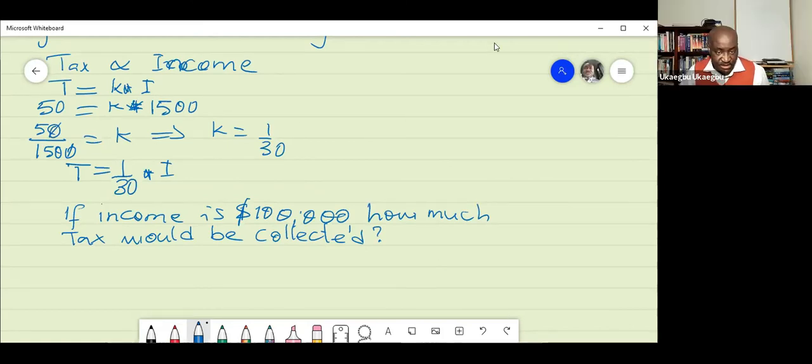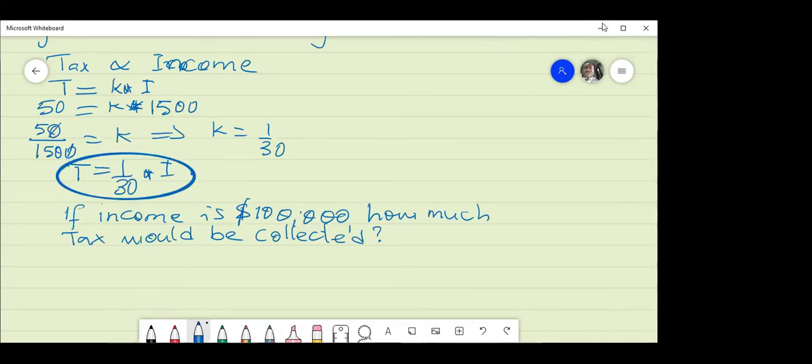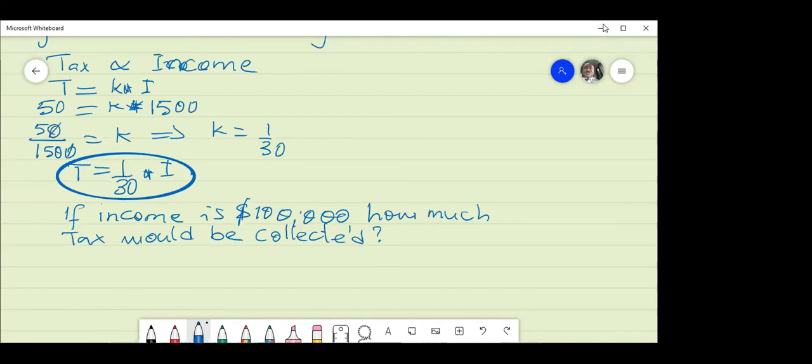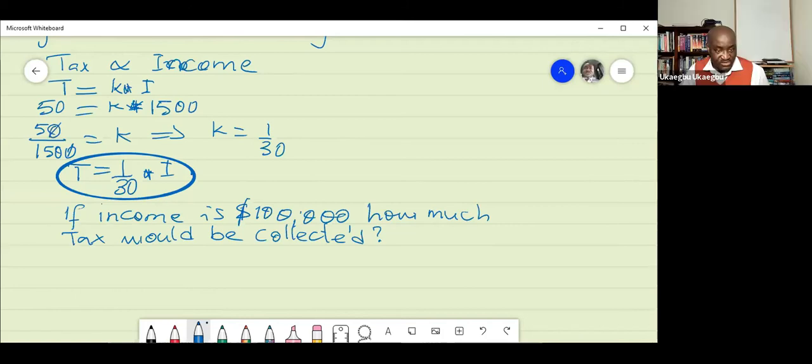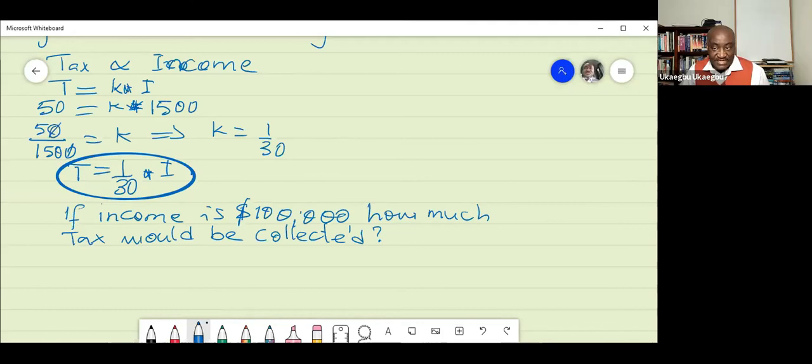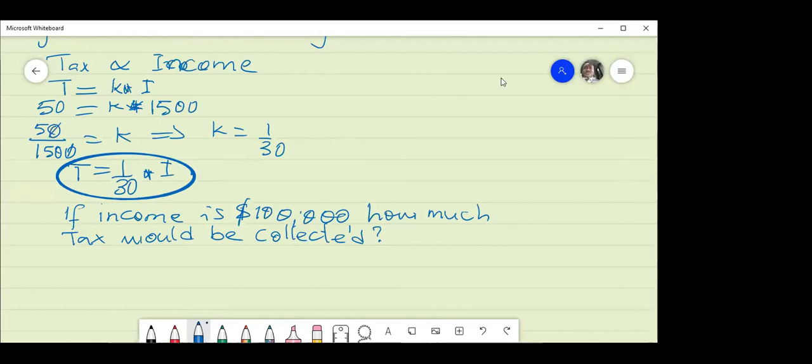Mikael, go. Did everybody see this formula that I wrote here? I got it. Okay, that's what you need. Mahmoud, go. What would be the tax? I got $3,333.3. Okay, so what did you do? Tell us, please. I did 100,000 times 1 divided by 30. Okay, and that process is 100% correct. Yes, sir. The process you just explained is 100% correct.